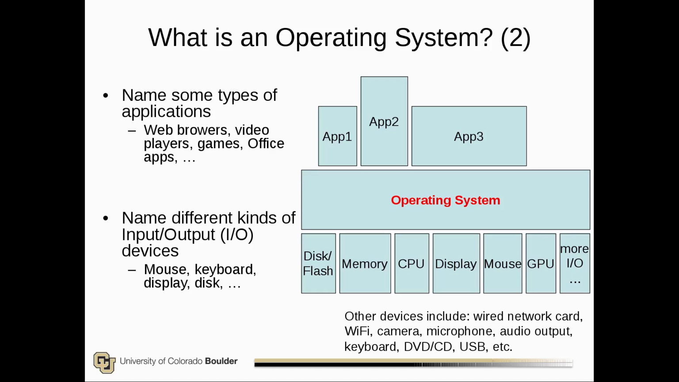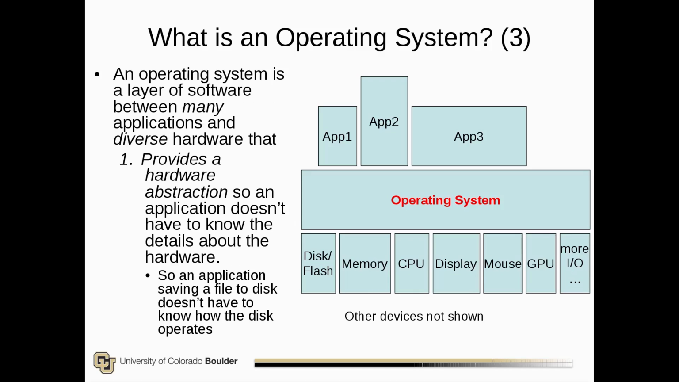Now I want you to think about the input devices for your laptop. So we have mouse, keyboard, display. For a phone, you'd have a touch screen, right? The display is an output device, your microphone. So there are a lot of things that fit in the hardware space and a lot of things that fit in the application space. And the OS is sandwiched right in between those. So one of the definitions is an operating system is a layer of software between many applications and diverse hardware.